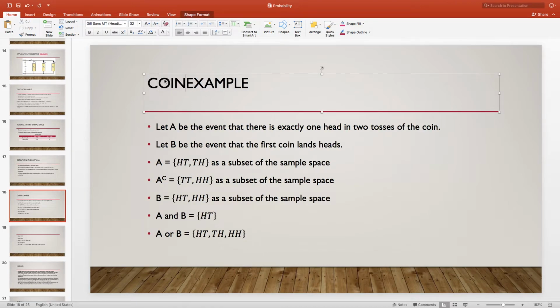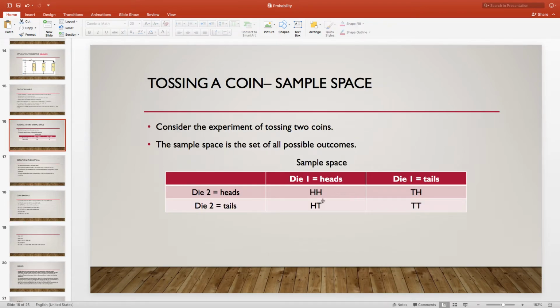So I apologize, I'll change that to coin example. So A is the event that there is exactly 1 head in 2 tosses of the coin. B is the event the first coin lands heads. So A is going to be exactly 1 head, so there's heads, tails, or tails, heads. That's a subset of the sample space. The complementary event is the things in the sample space that are not in A. So the sample space is this. This is an outcome in A, this is an outcome in A. So the things not in A are heads, heads, and tails, tails.